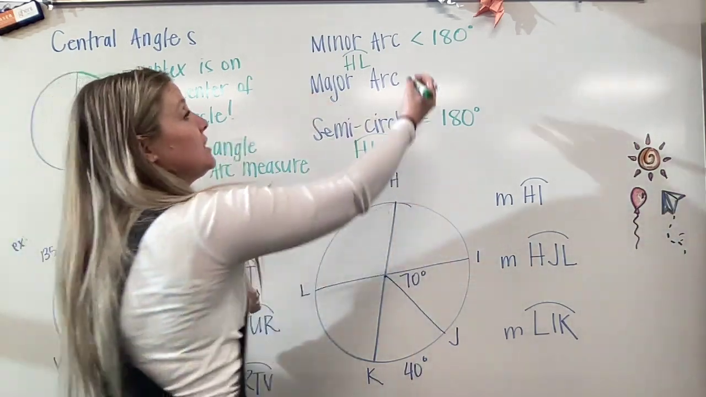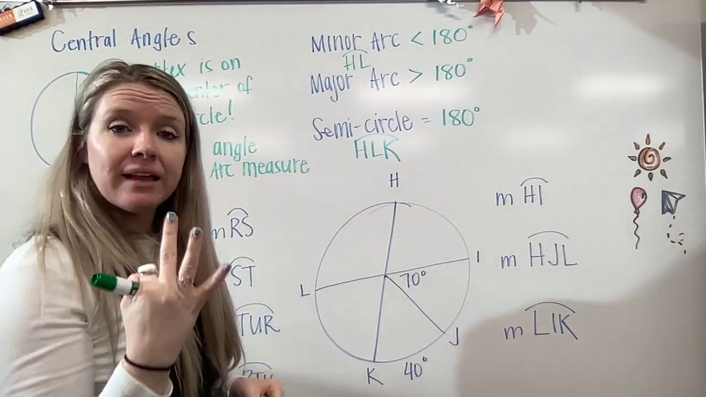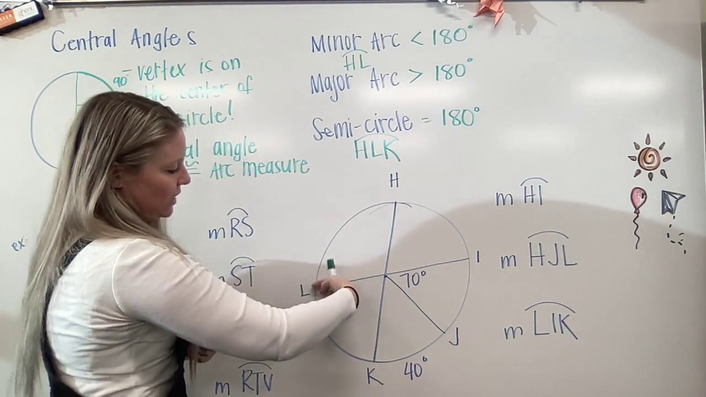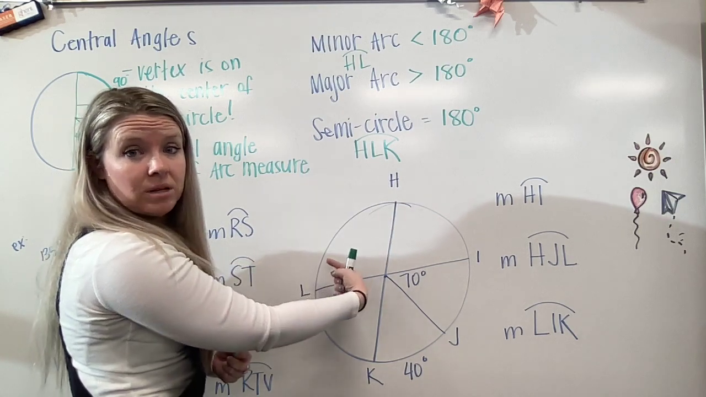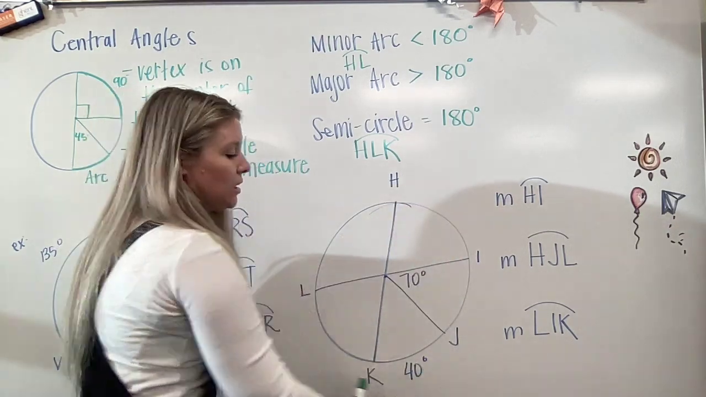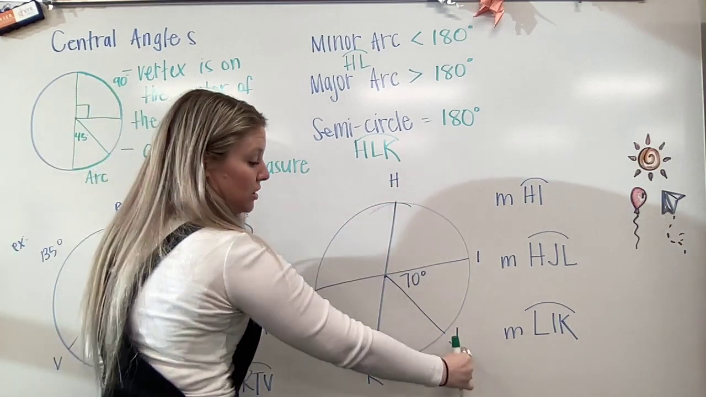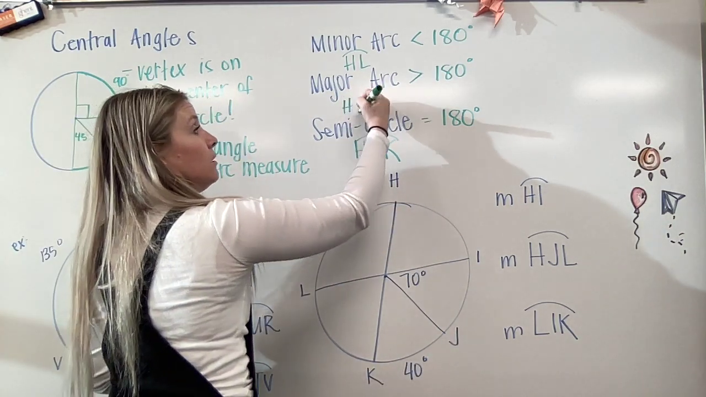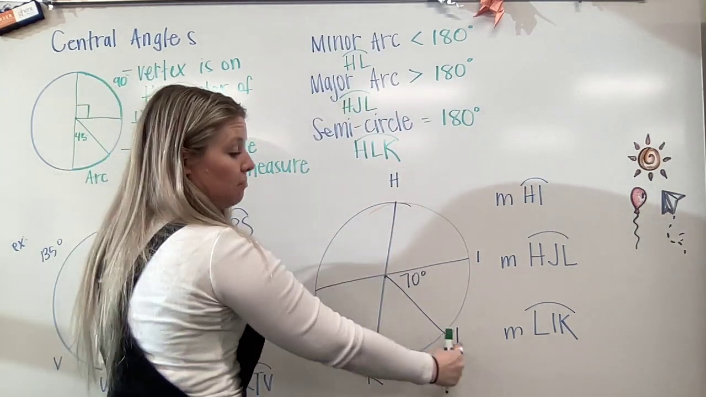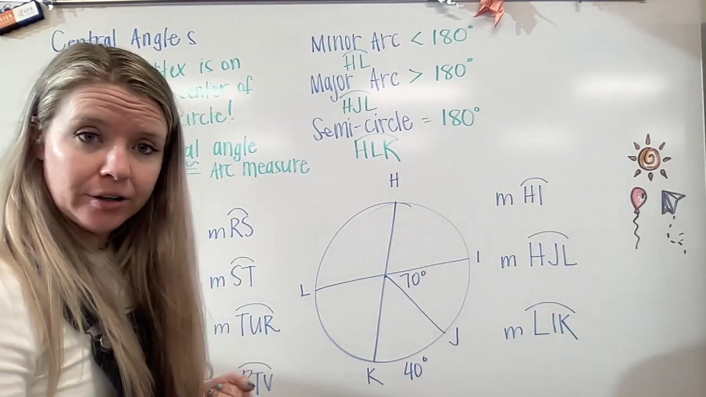Okay, a major arc is going to be greater than 180 degrees, and we're going to label it again with three letters. Because if I were to say H to L is a major arc, well, H to L looks like a minor arc to me. But what I wanted was actually H to L this direction. So we're going to use the three letters again, and it's going to tell me the direction. So H to J to L. That would be a major arc. It's telling me to start at H, pass through J, end at L. That creates a major arc.